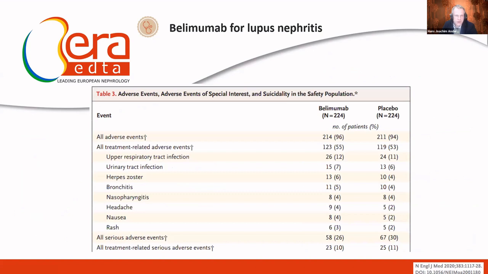Okay, in terms of safety, there was no particular sign, no unexpected result, or no new signal. That's why this safety data fits very well to the data that we have for belimumab for the last 13 years from all the non-renal lupus trials, and was rather confirmative that this is a safe drug.